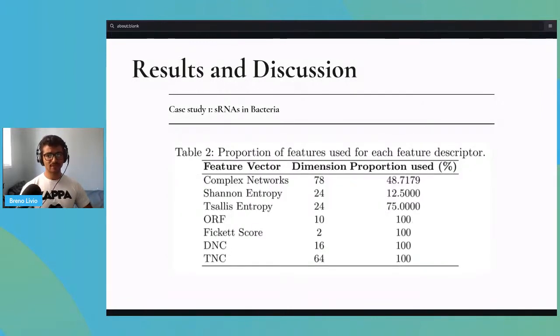When we selected the features with the most information gain, we have the following proportion used for descriptors. We can observe conventional descriptors had all their variables used, but mathematical descriptors such as the solids and complex networks, even if they didn't have all their features used, had a reasonable number of features to contribute to our classification.